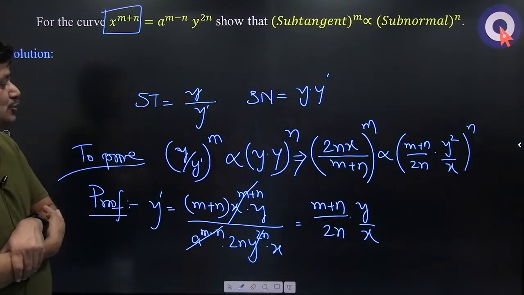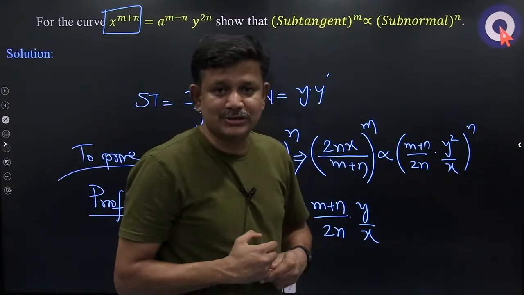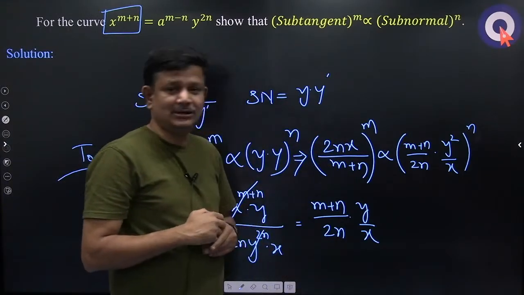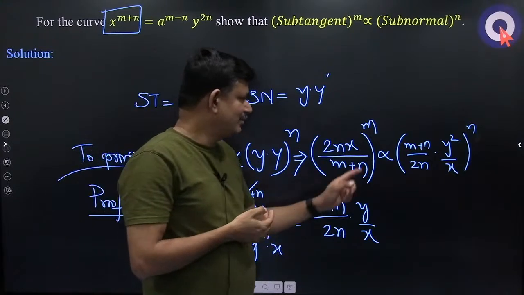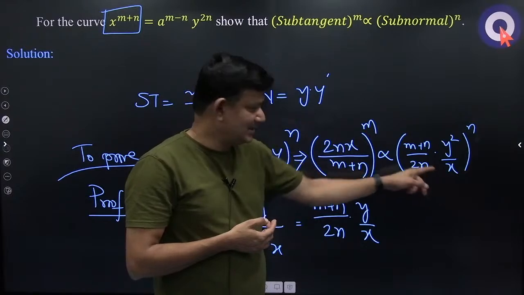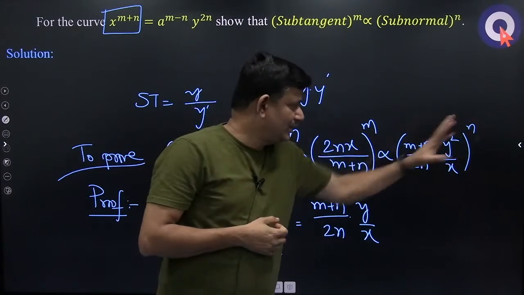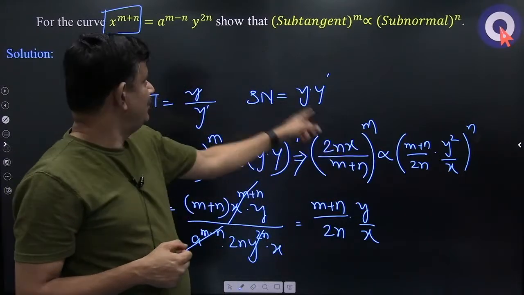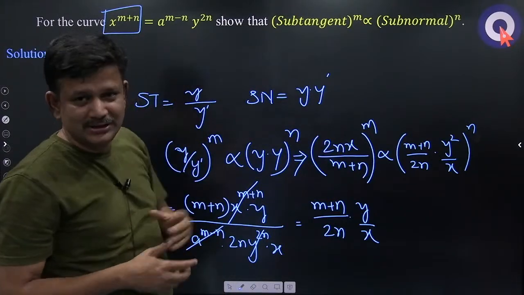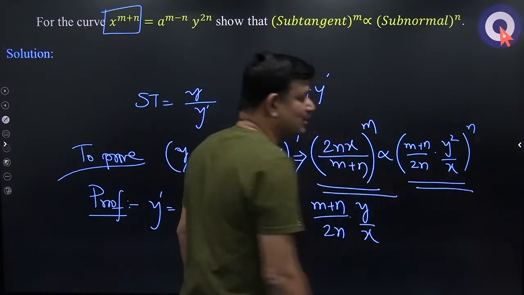Okay. So to prove that two quantities are proportional, their ratio has to be constant. If I divide one by the other, here x power m is there. In the denominator x power n is there. So you will have x power m plus n. Y power 2n is there. You know x power m plus n divided by y power 2n is a constant. So this ratio of these two things will automatically be a constant.